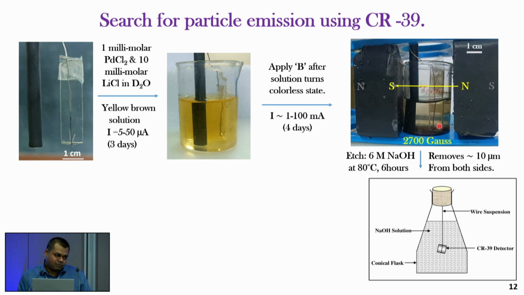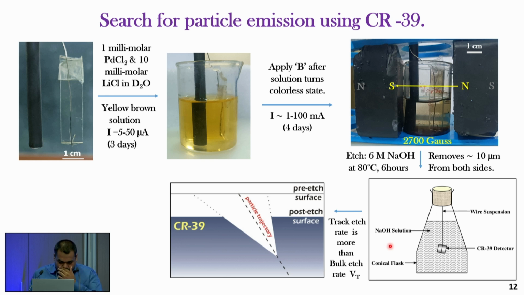So it's a typical procedure in order to visualize the tracks which have been generated by the source in the CR39. So basically, it's a 6 molar NaOH solution, and the etching is done at 80 degrees Celsius. It typically removes like 1.2 to 1.5 micrometer layers per hour. This temperature would do that.